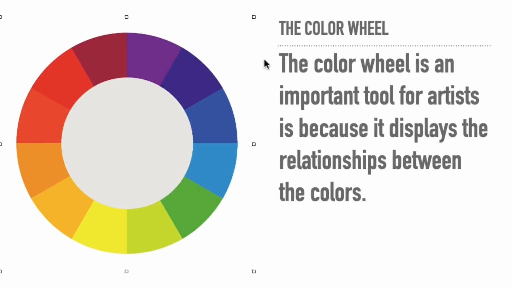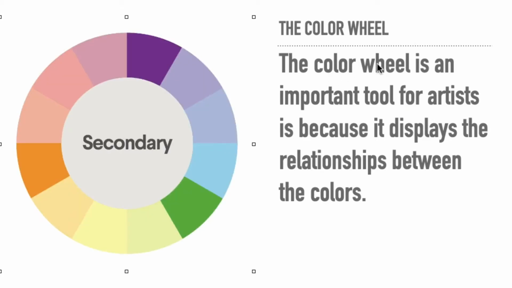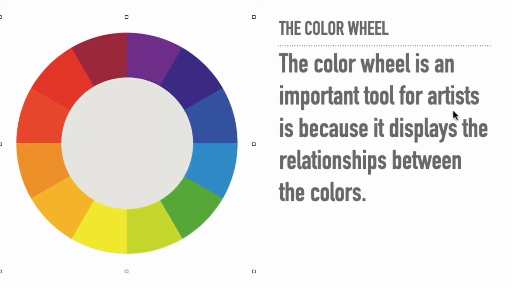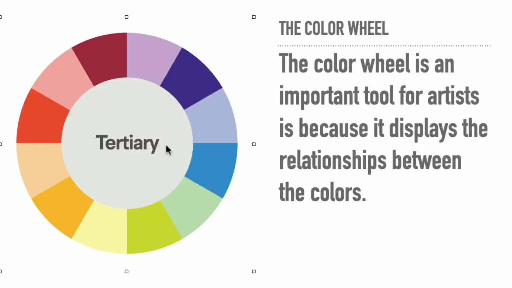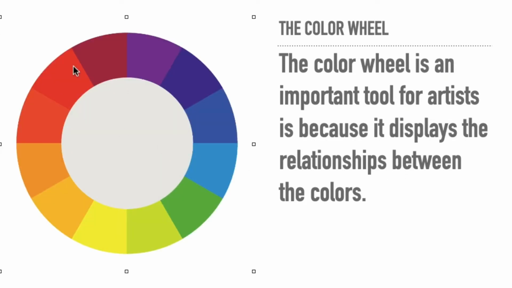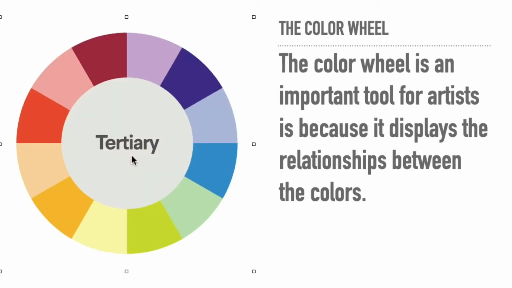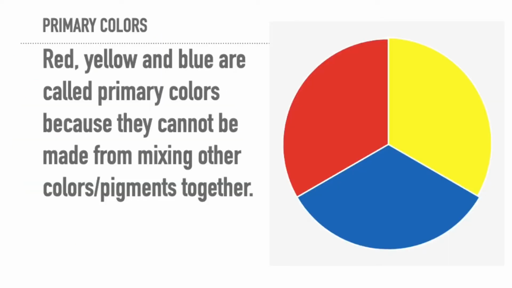This is the color wheel. The color wheel is an important tool for artists because it displays the relationship between the colors. And this right here is just what we're going to be learning about: primary, secondary, tertiary, and all of that.